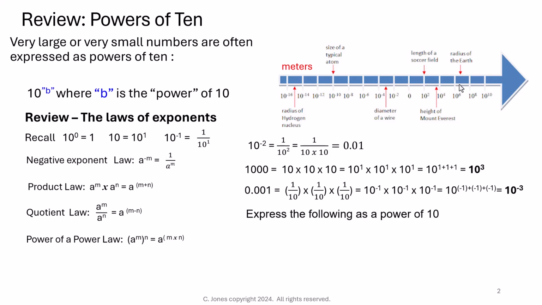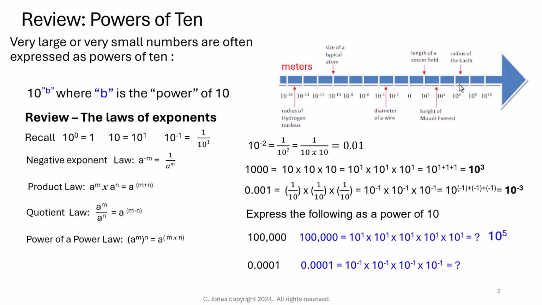So if we look at a few examples here, express the following as a power of 10. So 100,000. 100,000 is equal to 10 to the first times 10 to the first times 10 to the first times 10 to the first times 10 to the first. 10 times itself 5 times, or 10 to the power of 5, positive 5. If we look at 0.0001, right, 0.0001 is 10 to the minus 1 times 10 to the minus 1 times 10 to the minus 1 times 10 to the minus 1, or 10 to the minus 4th.